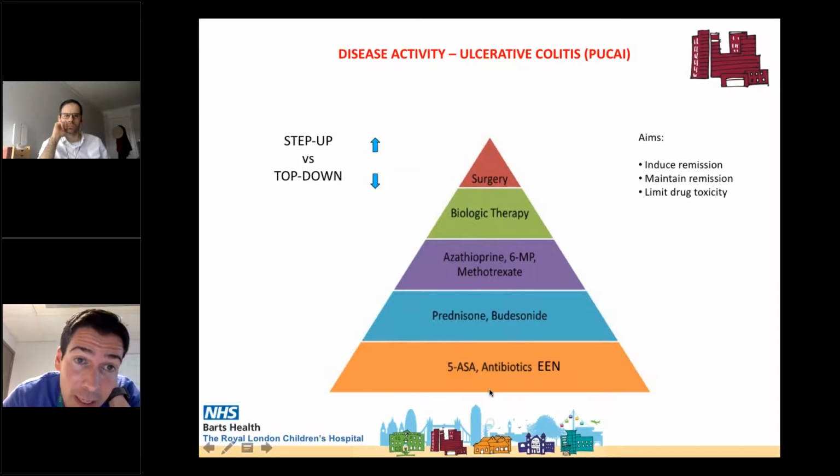Similarly, if you've got UC and it's acute severe colitis, you can't just give 5-ASA, which is mesalazine. You'll need to definitely consider steroids plus or minus biologics, depending on the response to the steroids, and you'll need to keep the child in hospital.